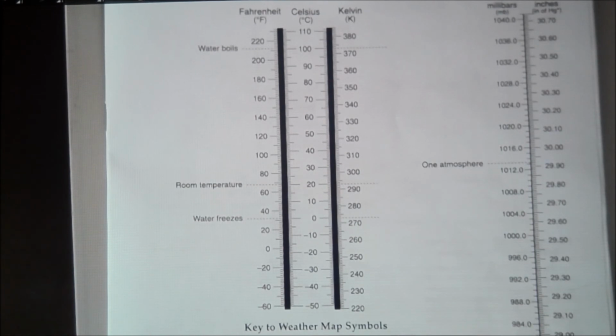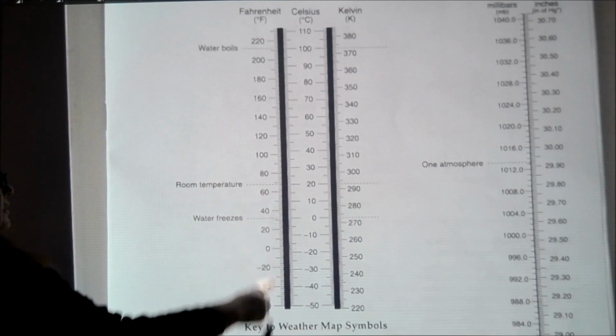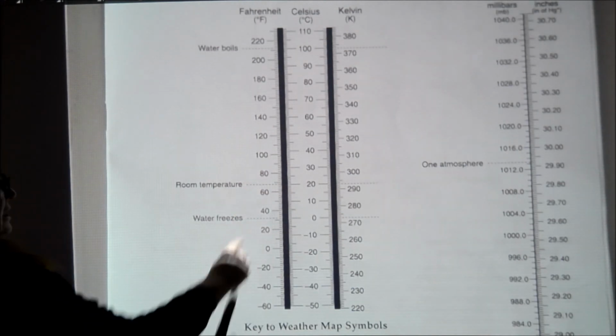All right, Celsius to Kelvin is your easiest one, because in order to go from Celsius to Kelvin, all you do is take whatever you have in Celsius and add 273 to it, and that becomes your Kelvin. So 20 degrees Celsius, add 273 to it, becomes 293 Kelvin.